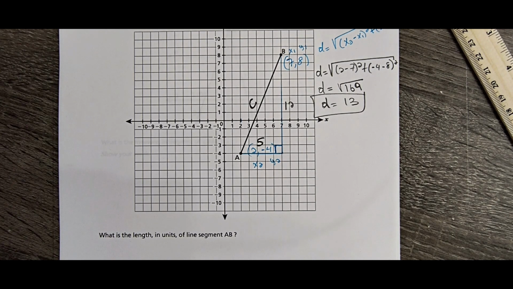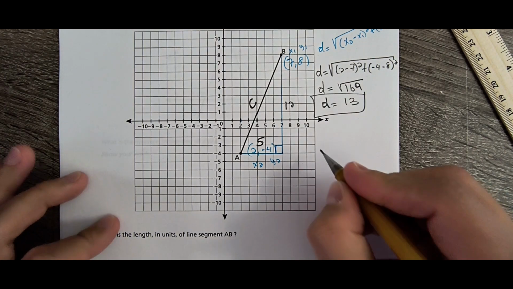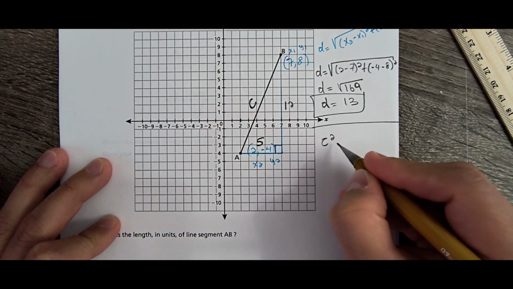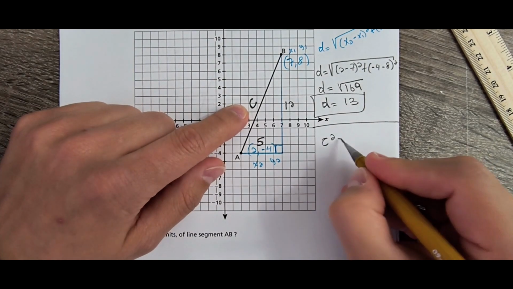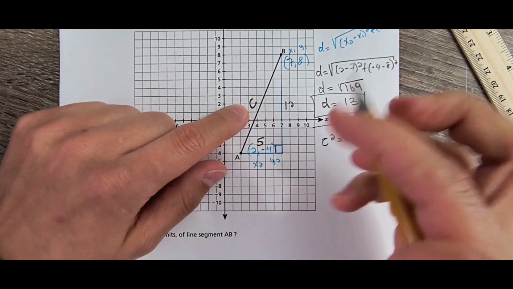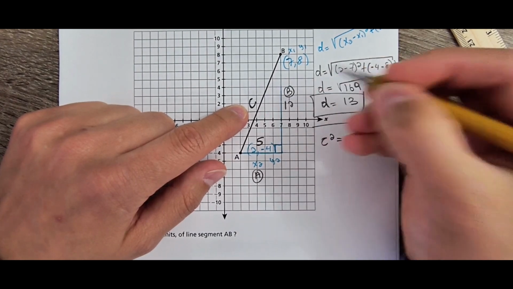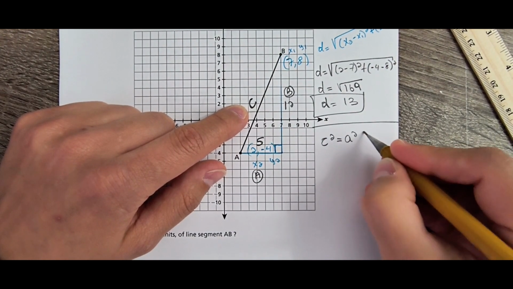Right? This establishes the following: C squared is equal to the other two sides. Let's call this A and let's call this B. It is equal to A squared plus B squared. Right? How do I solve for C?